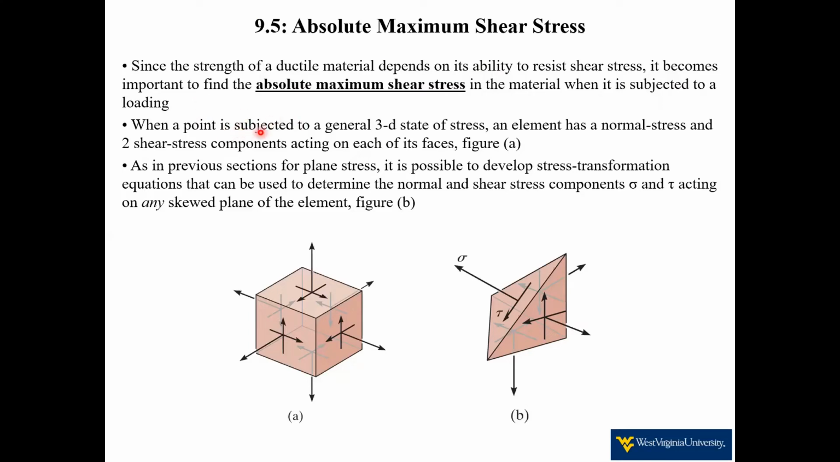So we talked a little bit about the general 3D state of stress that materials undergo, and we've represented them at a point on a cube like this. So with an element that has a normal stress and two shear stress components acting on each of its faces, just like this element here. And in the most general sense, in 3D, just like we did for plane stress, we could develop stress transformation equations that can be used to determine the normal and shear stress components, sigma and tau, acting on any skewed plane of the element like this. So instead of cutting a square into a triangle, we're cutting a cube into this 3D shape with triangular faces.